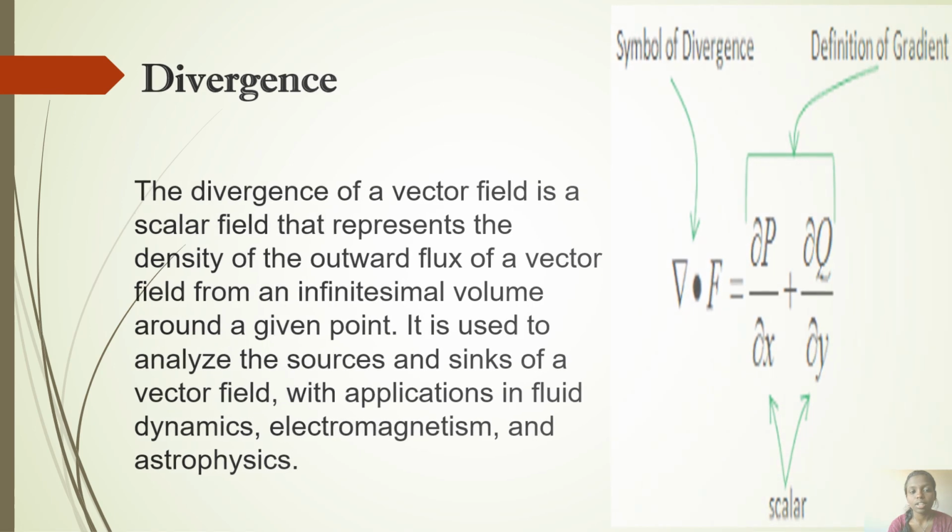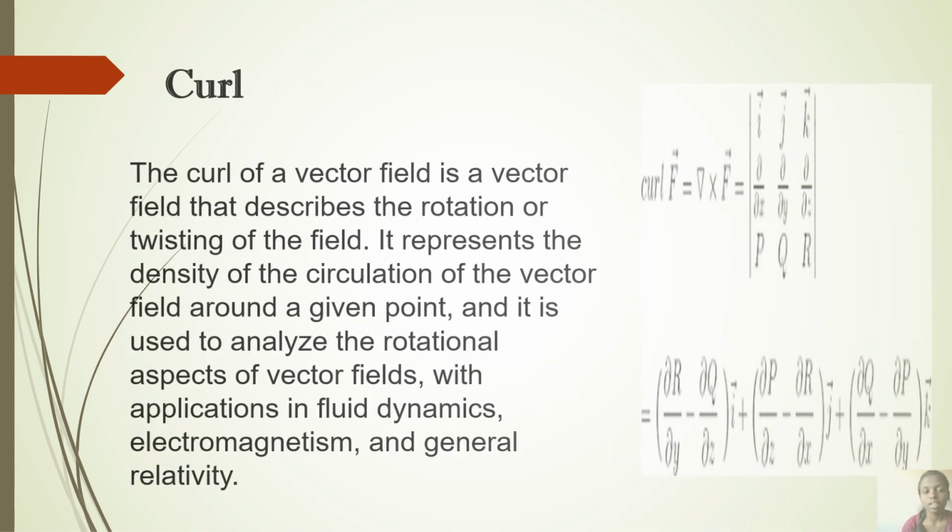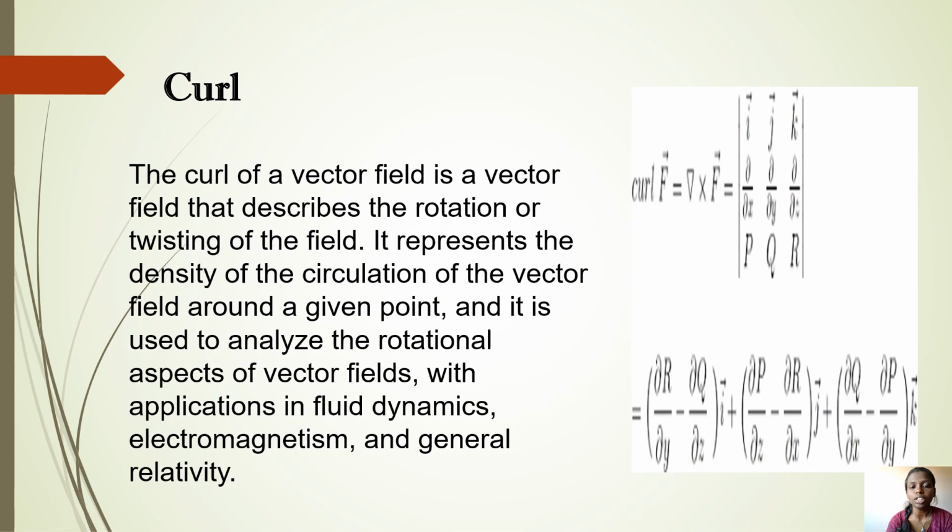Curl. The curl of a vector field is a vector field that describes the rotation or twisting of the field. It represents the density of the circulation of the vector field around a given point, and it is used to analyze the rotational aspects of the vector field, with applications in fluid dynamics, electromagnetism, and general relativity.